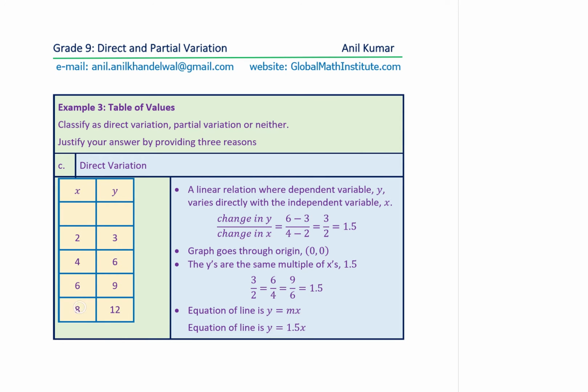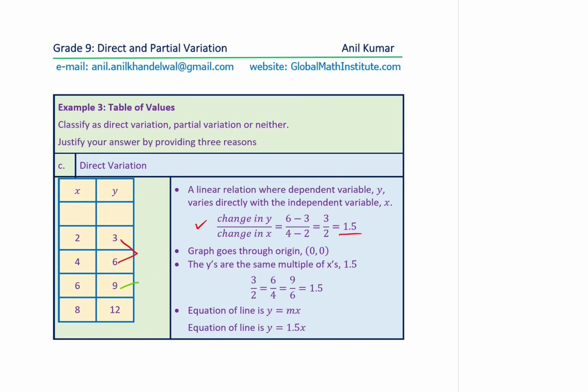Now these values of x are not the same, and I mean not increasing by 1. And so for each case, we need to find the rate of change. So let's find the rate of change for the first one, which is 6 minus 3 over 4 minus 2. We get a value 1.5.